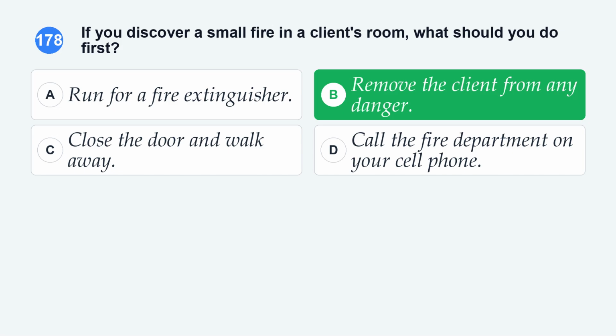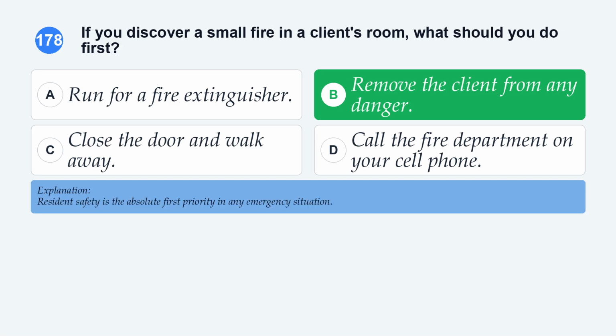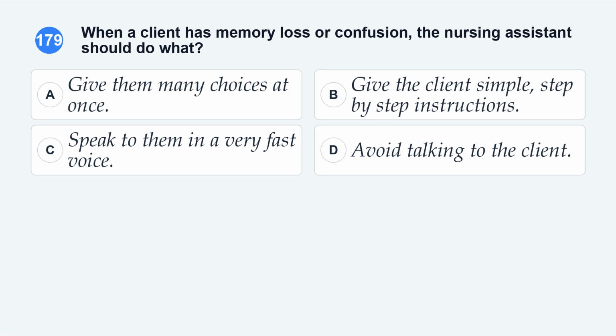The correct answer is option B. Remove the client from any danger. Explanation. Resident safety is the absolute first priority in any emergency situation. Question 179. When a client has memory loss or confusion, the nursing assistant should do what?